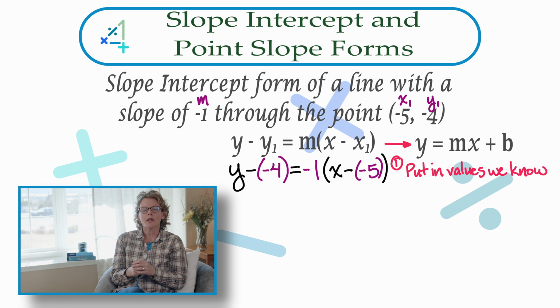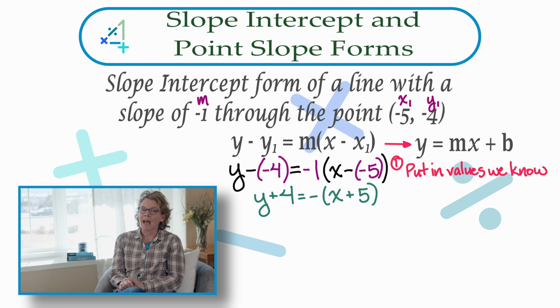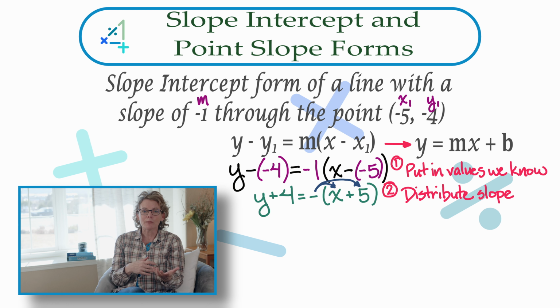Slightly simplifying, we have y plus 4 equals negative parentheses x plus 5. To get this into y equals mx plus b, we'll do some algebra. Distribute the slope to the x and the 5 by multiplying by that negative 1, or just change the sign of both of them. We have y plus 4 equals negative x minus 5. We're so close to y equals mx plus b, but we are not there yet.